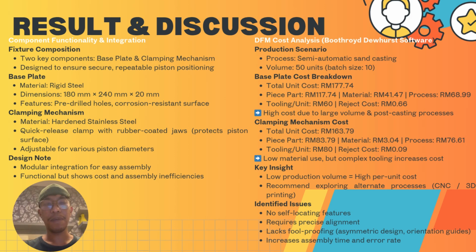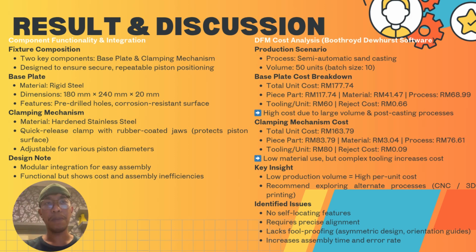Next, the FM cost analysis. We use Bootstrap software production scenario. The process is semi-automatic sand casting. The volume is 50 units. Batch size is 10 for every batch.